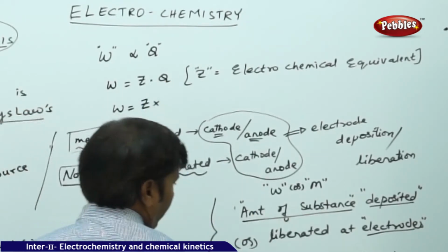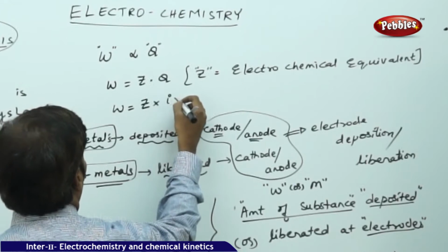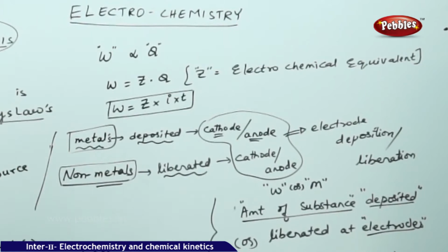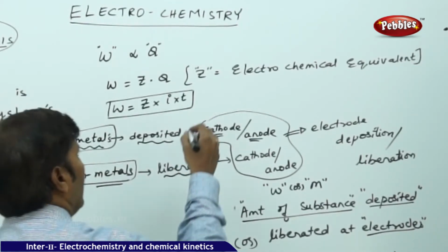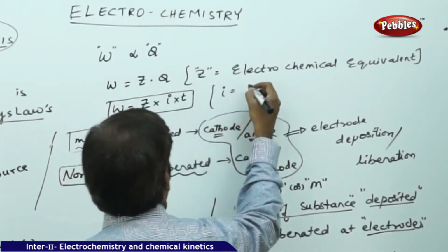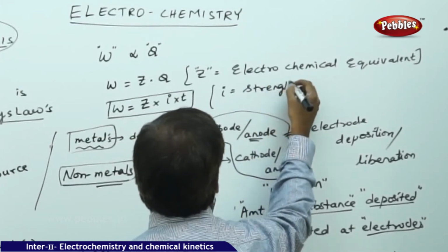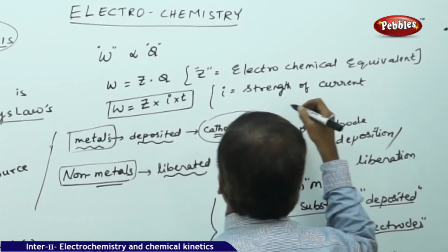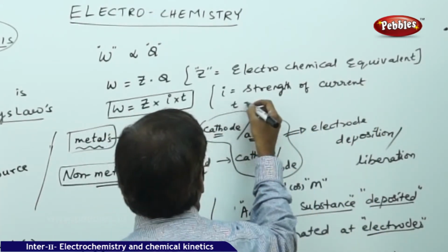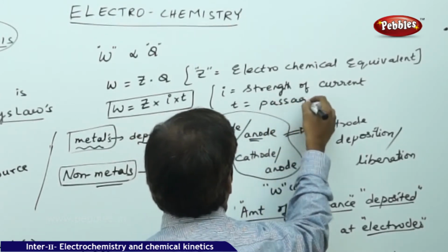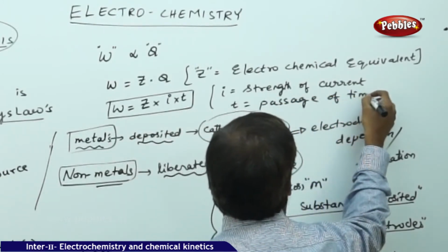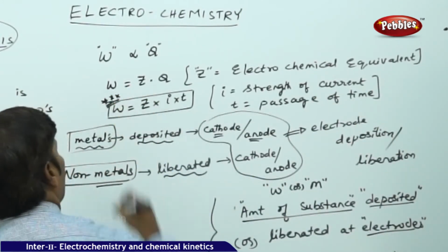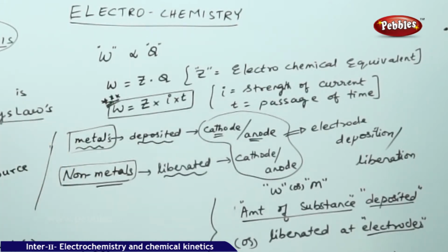Q is nothing but the quantity of electricity, which is equal to the product of current into time. So this is the actual expanded form of Faraday's first law, where I represents the strength of current which is passed into the electrolytic solution, and T is the passage of time. This is the simplest expanded form of Faraday's first law: W is equal to Z into I into T.